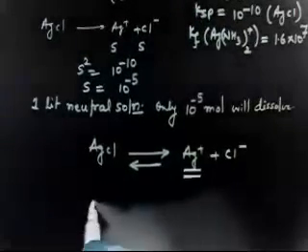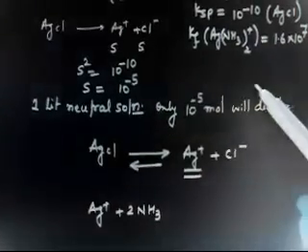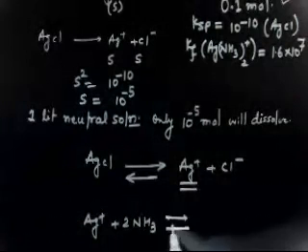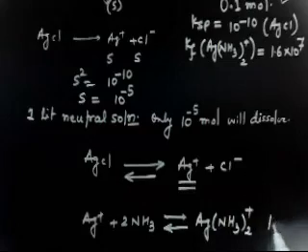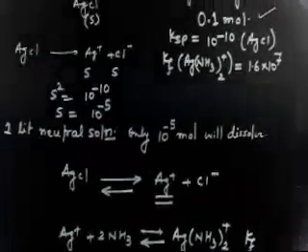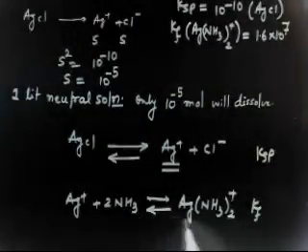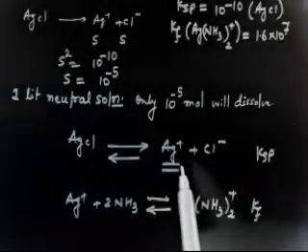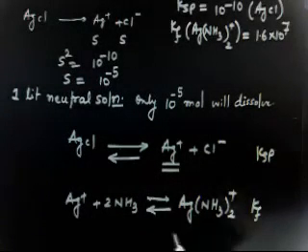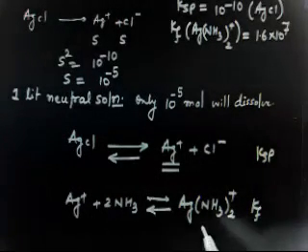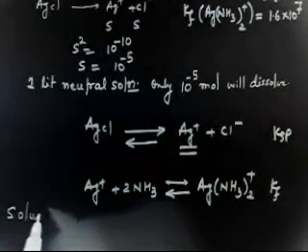Now this Ag plus can react with 2 NH3 in the vessel, because formation constant is given for Ag(NH3)2 plus. So I can write Ag(NH3)2 plus, and the formation constant is very high, 10 to the power 7. So this reaction has a tendency to go this side. This means solubility will increase because Ag plus will be dragged from this reaction. So due to complex ion formation, solubility increases. Are you getting?